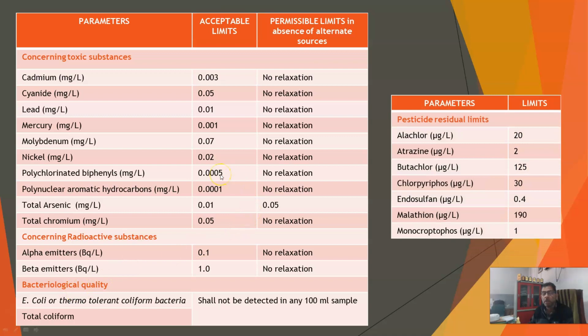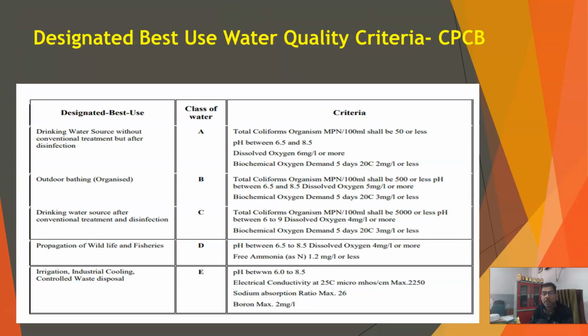And similarly, we also assess the pesticide residue limits to see whether the water contains pesticides like alachlor, atrazine, butachlor, chlorpyrifos, endosulfan, malathion, and other types of chemicals, and the safe limits are given. And if the concentration is beyond that, that means the water is polluted.